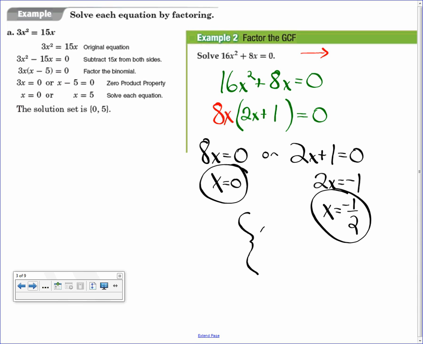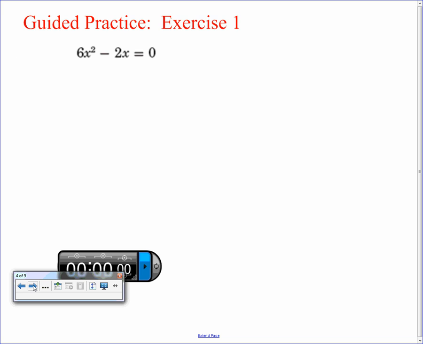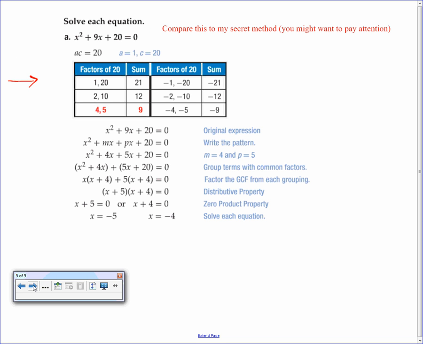0 and negative 1/2. Notice I didn't worry too much about the order from least to greatest or anything in my set. Alright, so that's a basic. Let's jump up here and we're going to go to this next one. Okay, this is the main type of problem for today.